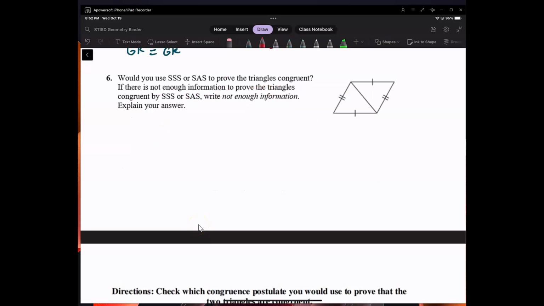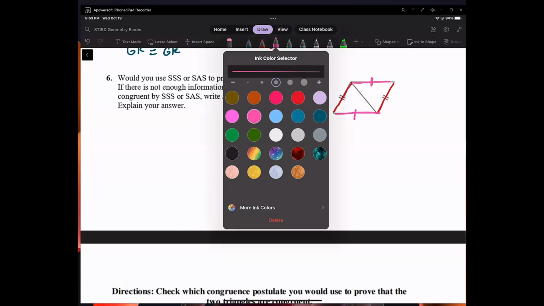What would you use? Would you use side, side, side, or side angle side to prove the triangles are congruent? Or is there not enough information to prove the triangles congruent by side, side, side, or side angle side? Okay, so we need to list what we know. We know that this segment is congruent to this segment. How do we know? Because of the markings. We also know that this segment is congruent to this segment because of the markings.